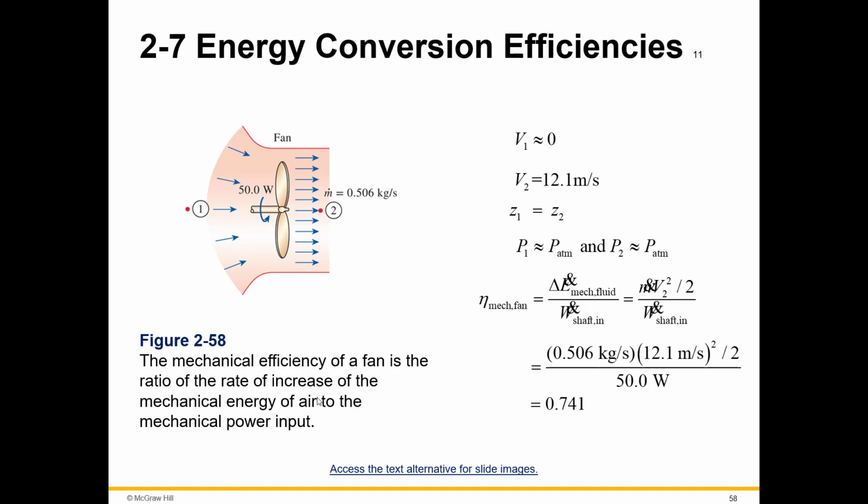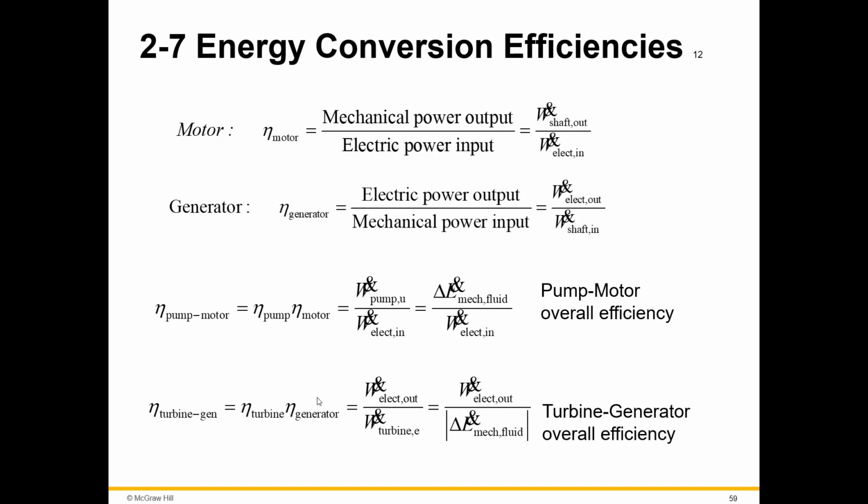Okay, and so then we have the mechanical efficiency of a fan, which is the ratio of the rate of increase of the mechanical energy of air to the mechanical power input. And then it has a formula over here that's worked as well. And then we have additional formulas. We're going to use a lot of formulas, so I'm not spending too much time on them now, because this is more of just a theoretical introduction to the terminology and overall. I find it's better to separate them out and actually give lectures on working the problems as well.